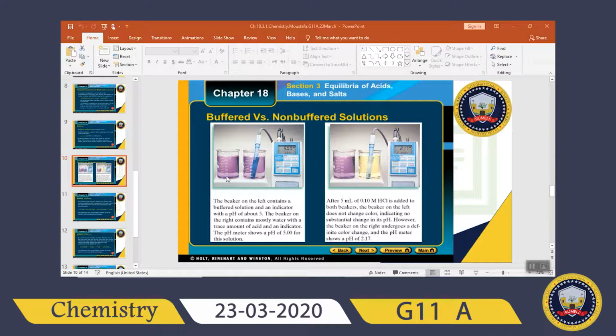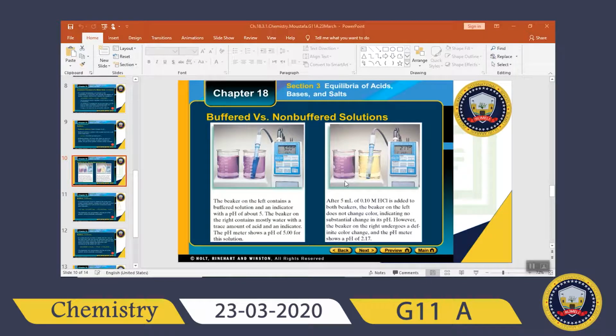But before the reaction or adding anything from outside, the pH meter indicates 5. Now after adding 5 milliliters of 0.1 molarity HCl to the solution, what will happen? For the left one, the color of the solution is still as it is. That means this solution which contains buffer is not affected by any change in the concentration of the acid.